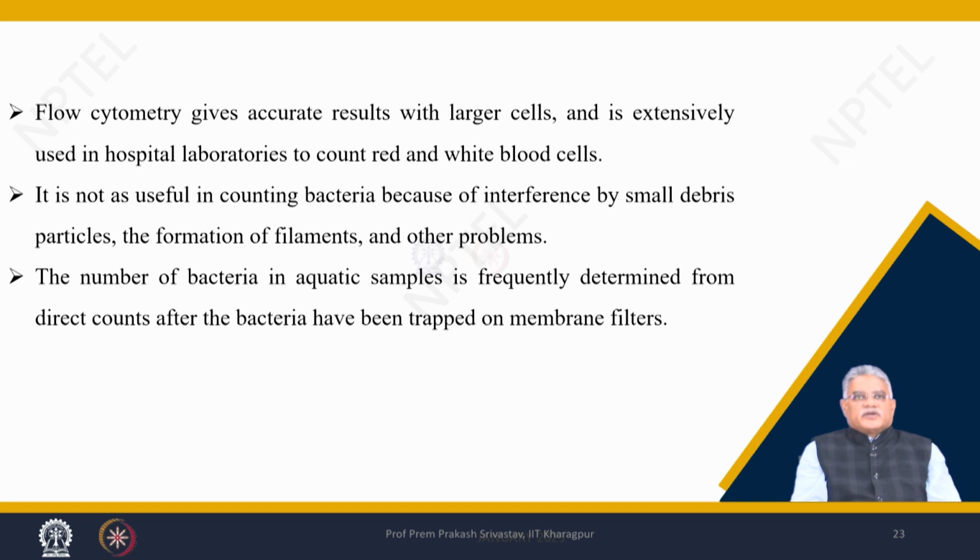Flow cytometry gives accurate results with larger cells and is extensively used in hospital laboratories to count red and white blood cells. It is not as useful in counting bacteria because of interference by small debris particles, the formation of filaments and other problems. The number of bacteria in aquatic samples is frequently determined from direct counts after the bacteria have been trapped on membrane filters.